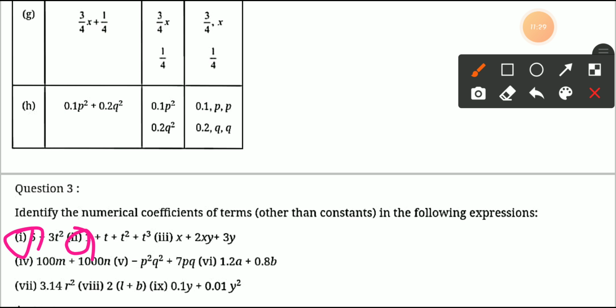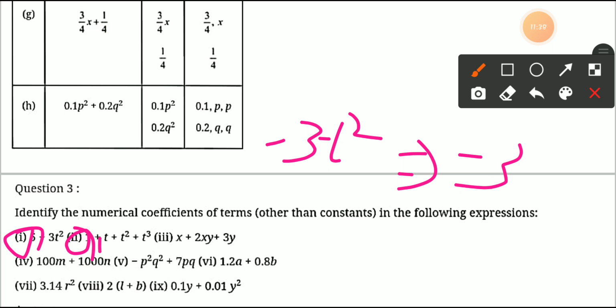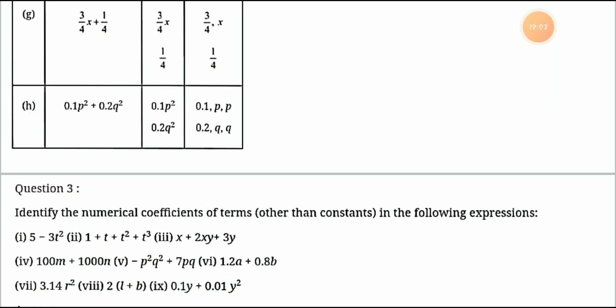So the first one is minus 3t square, in which the numerical coefficient is minus 3. Similarly, here the numerical coefficient is 1, here is 1, here is also 1, here is 1, here is 2, and here is 1. Okay, likewise here is 100, here is plus 1000, here is minus 1, here is 7, here is 1.2, here is 0.8, here is 3.14, here is 2, and here is 0.1, and here is also 0.1. Okay, so we have to write only numbers. Okay, and what we have to leave? Only the constant number which does not contain any kind of variable.